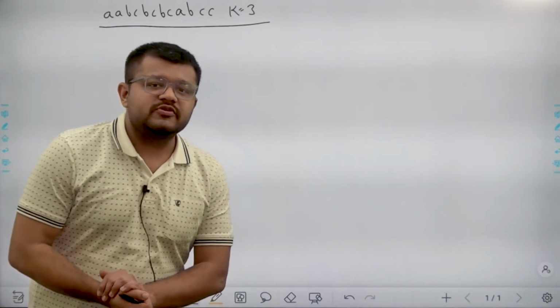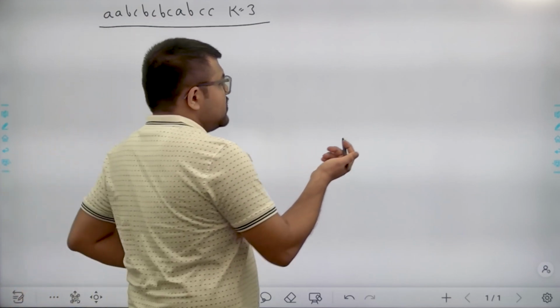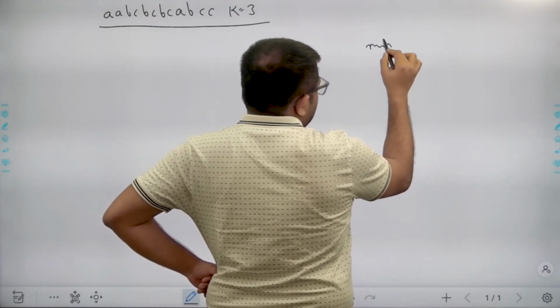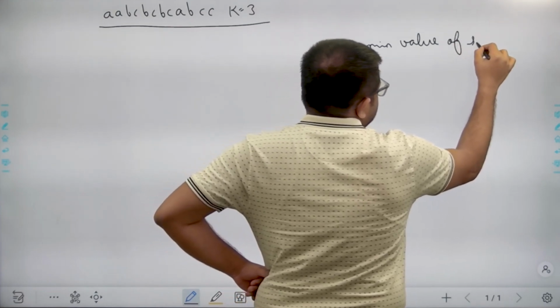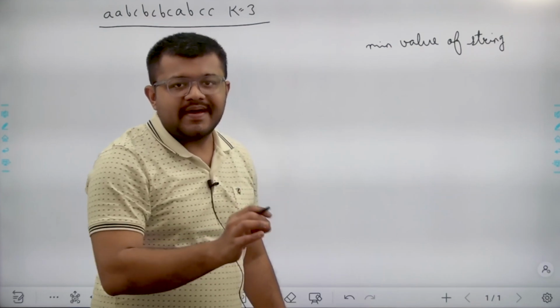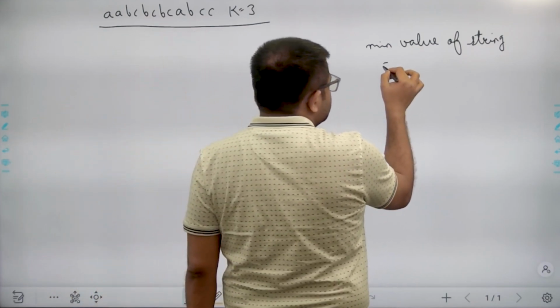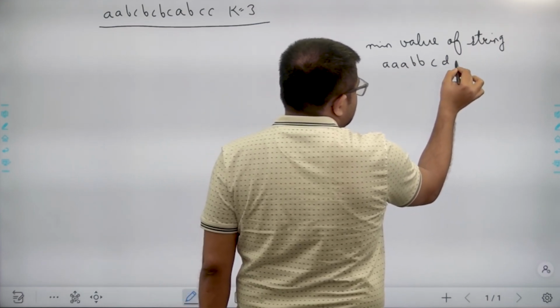So now if we think about solving this problem, first of all let us understand what the question is actually trying to say. What I need to do is minimize the value of the string. Now what is the value of the string? The value of the string is the sum of squares of count of each distinct character. What do I mean by that? For example, let's say my string is A, A, A, B, B, C, D, D.